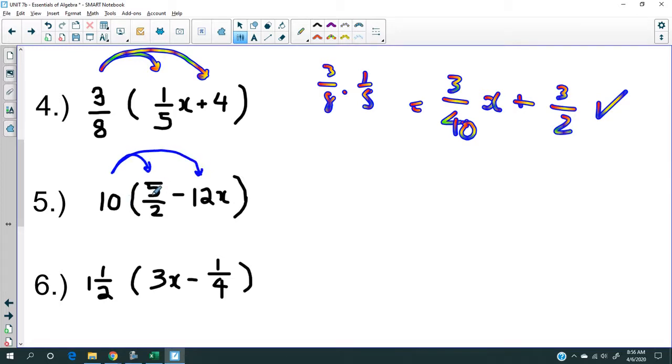So here we have 10 times 5 over 2. On your paper, write down what's 10 times 5 over 2. Yep, right. So you cross cancel: 2 going into 2 once, 2 going into 10 5 times. So 5 times 5 is 25. Minus, and then now minus 10 times 12x. How many x's are there? Right, 120x. Okay, all right.